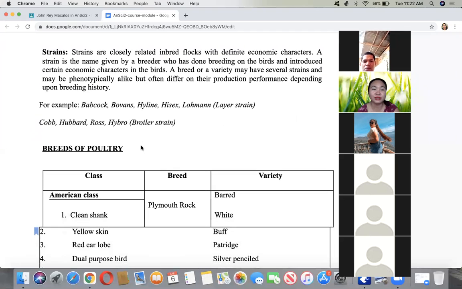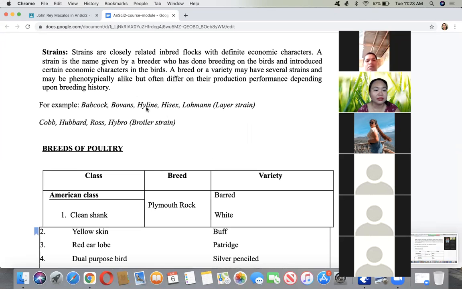And we also have specific strain, no, like the virus related to inbred flock with definite economic characters. It's given to a breeder who had done breeding on the birds and introduced certain mga economic characters in the bird, so gi-breed na sila. So in a breed or a variety, meron ding mga several strain and phenotypically alike but often differ in their production performance depending on the breeding history or the characteristic.